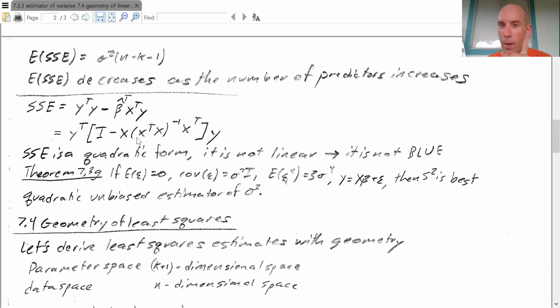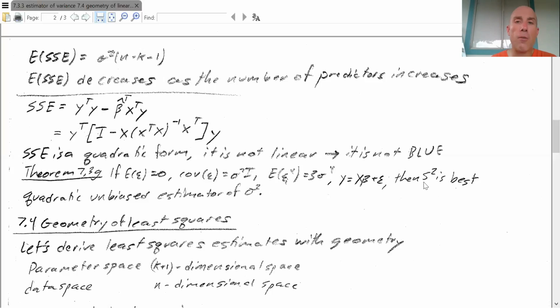But wait, I got something good for you. It ends up that it's going to be the best quadratic unbiased estimator of sigma squared. Okay, so if the expected value of the residuals is 0, the covariance of the residuals is sigma squared times the identity, and the expected value of each individual residual to the power of 4 is equal to 3 times sigma to the power of 4, and y is equal to x beta plus epsilon, then S squared is a best quadratic unbiased estimator of the variance term.